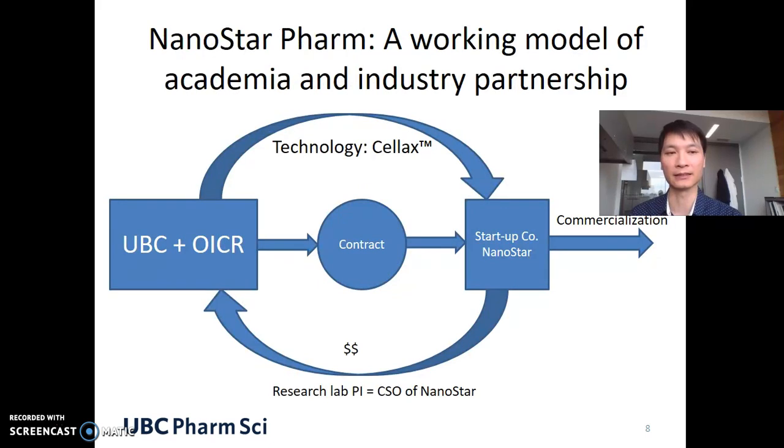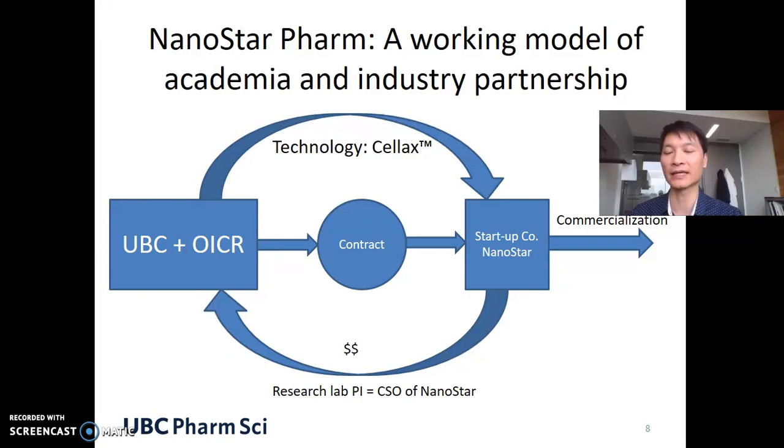Because the technology is very advanced, there's significant interest in commercializing it, and the goal is to really mature this technology to a stage that it can be used in humans to fight cancer, especially advanced and resistant cancer. So this is a working model of academia and industry partnership. And I would like to introduce this to graduate students because we do a lot of translational research, and what we really want to do with this research is use it to help patients. And I hope all my students will appreciate why we are doing this kind of research.